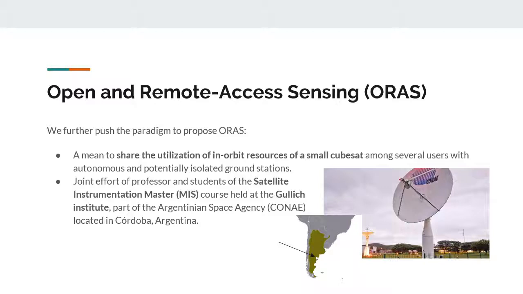Open and remote access sensing is basically a means to share the utilization of in-orbit resources of a small CubeSat among several users with autonomous and potentially isolated ground stations. I will discuss in the following slides how this is achieved and what the particular objective of the ORAS project is. This concept and presentation was developed as a joint effort of professors and students of the Satellite Instrumentation Master's, held at the Gulich Institute at the Argentine Space Agency, CONAE, which is located in Córdoba, Argentina.